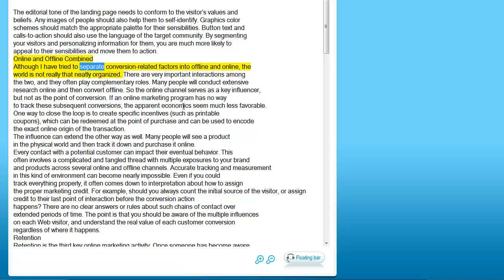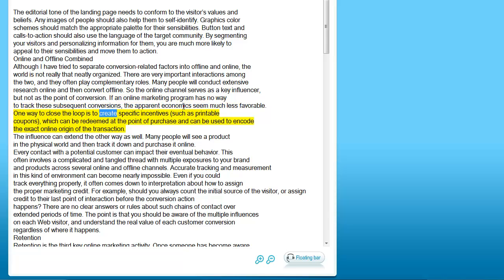Online and offline combined. Although I have tried to separate conversion-related factors into offline and online, the world is not really that neatly organized. There are very important interactions among the two, and they often play complementary roles. Many people will conduct extensive research online and then convert offline. So the online channel serves as a key influencer, but not as the point of conversion. If an online marketing program has no way to track these subsequent conversions, the apparent economics seem much less favorable.